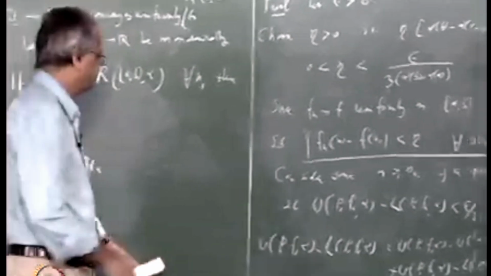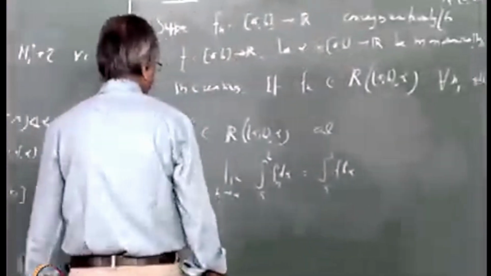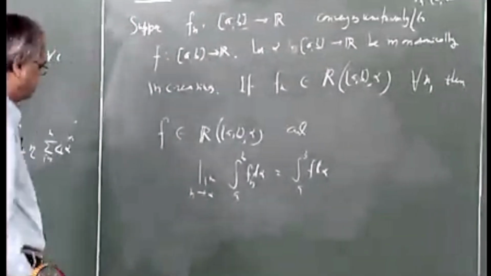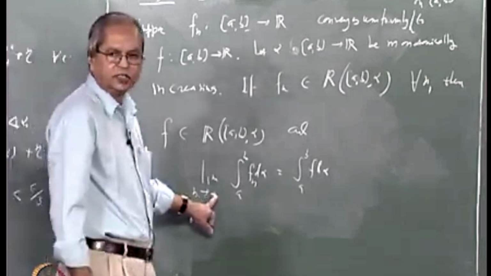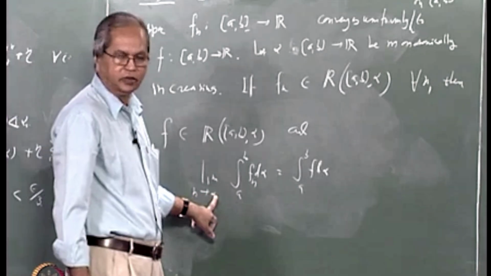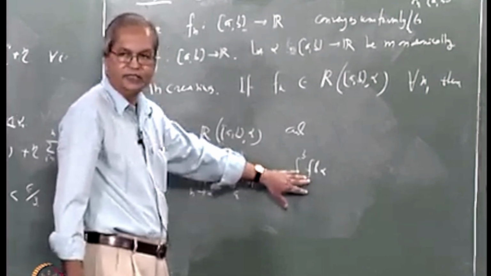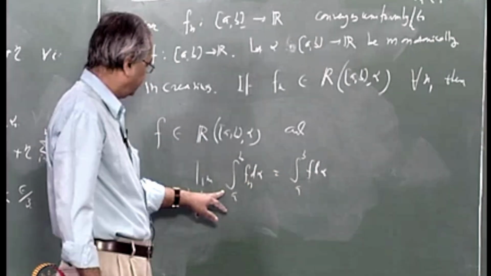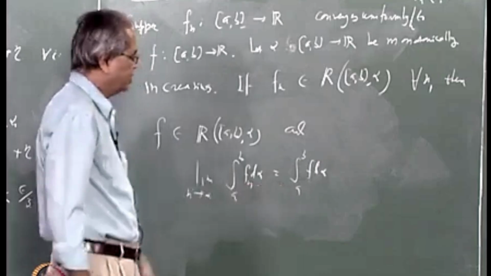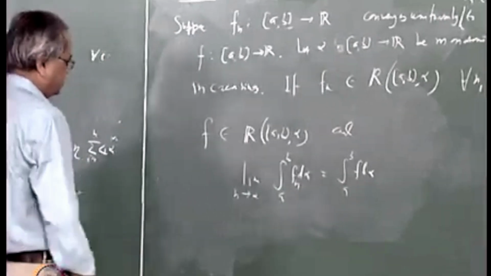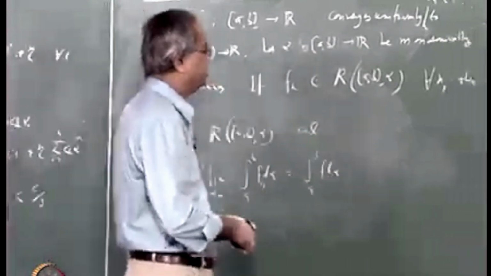Fine. So now what remains? We already know that this integral exists. Now we have to show that the limit of the integral from a to b of f_n d alpha is the same as this. To do that, let us recall something that we have proved earlier.